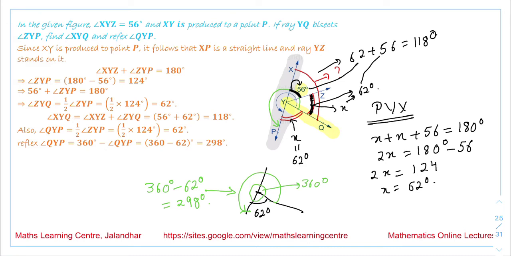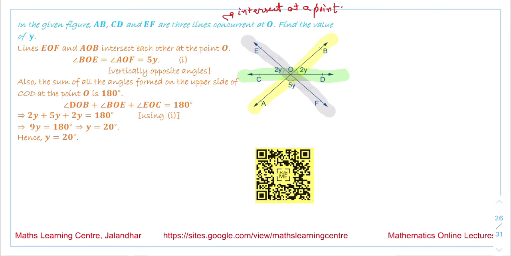Now we are given three concurrent lines. Concurrent lines means those lines, more than two, which intersect at a point. They are called concurrent lines. So it is given that AB, CD and this third line are concurrent lines, and we have to find the value of y.